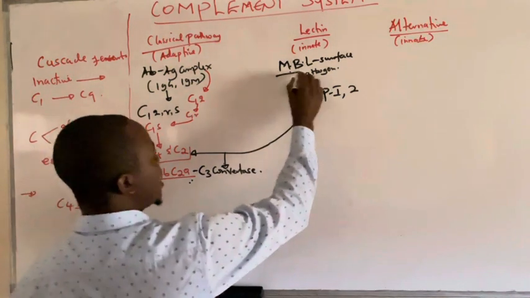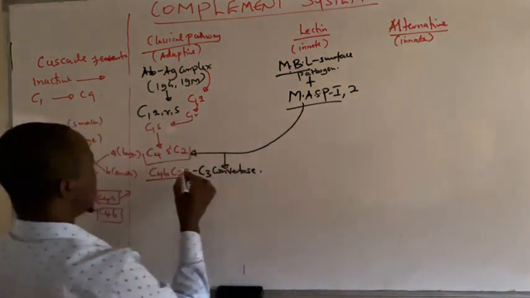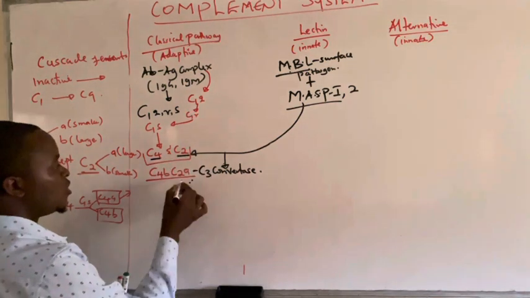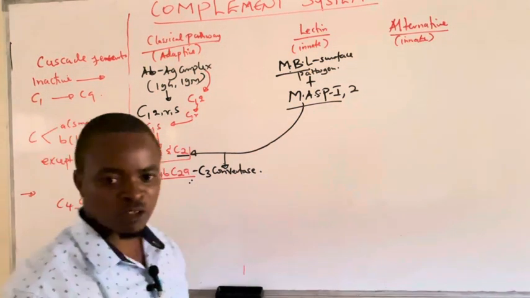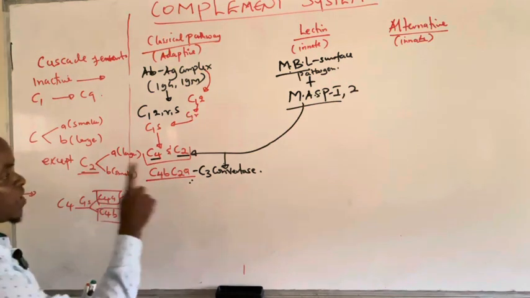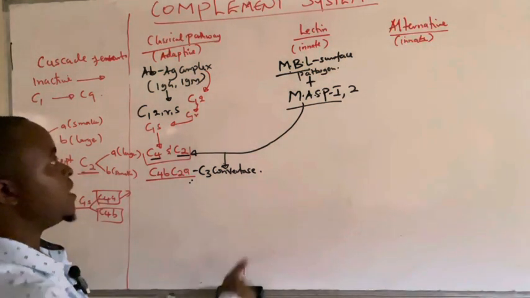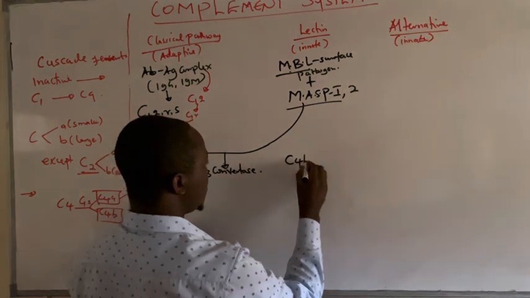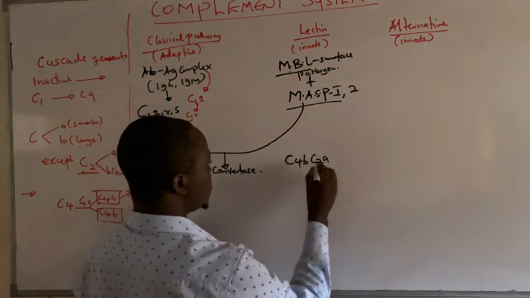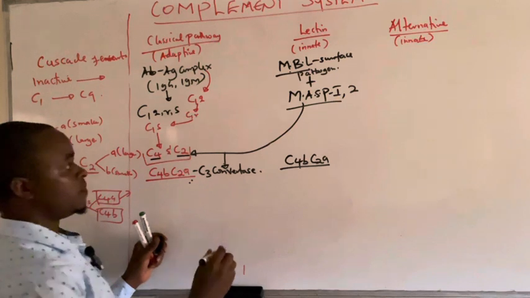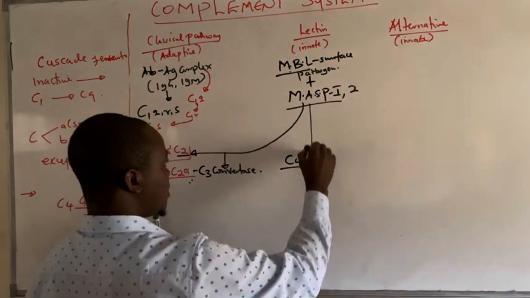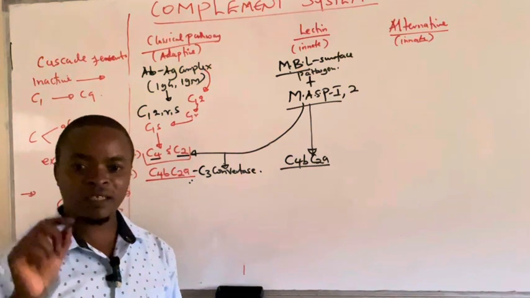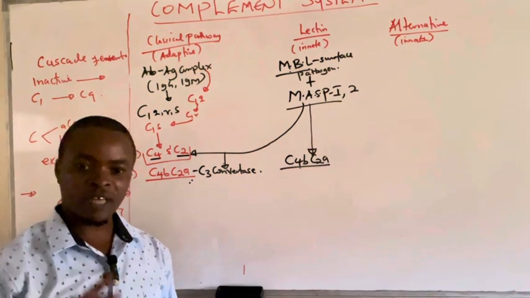So it is the MBL together with MASP that activates complement 4 and complement 2 to form complement 4b, complement 2a, which is also going to act as a C3 convertase. So we see even under lectin, a C3 convertase, complement 4b, complement 2a, is being activated by the MASP, what we're calling mannose associated serine proteases, type 1 and type 2.